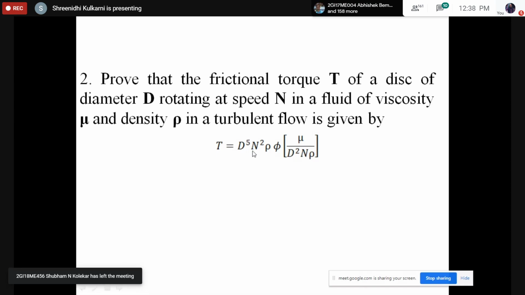See, by seeing this, in the same manner we can select the repeating variables. Here d, n, rho, again here we have the d, n, rho. By seeing this also you can select the repeating variables. This is also one trick.